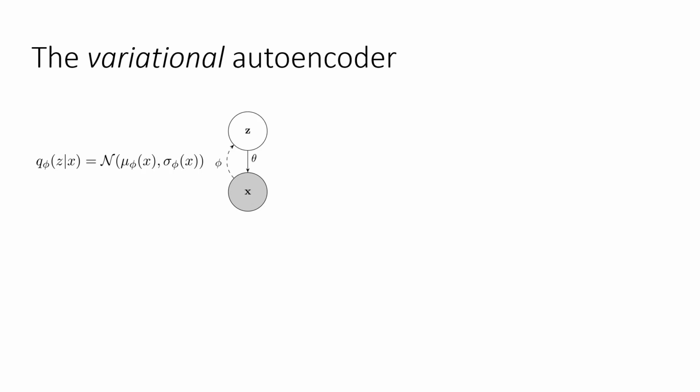Our encoder is a deep neural network that takes in x and produces the mean and variance over z. So the encoder defines a Gaussian distribution, Q of z given x, where the mean and the variance are given by the output of a neural network. The decoder is a neural network that's going to take in z and is going to produce a mean and variance over the observed variable x.